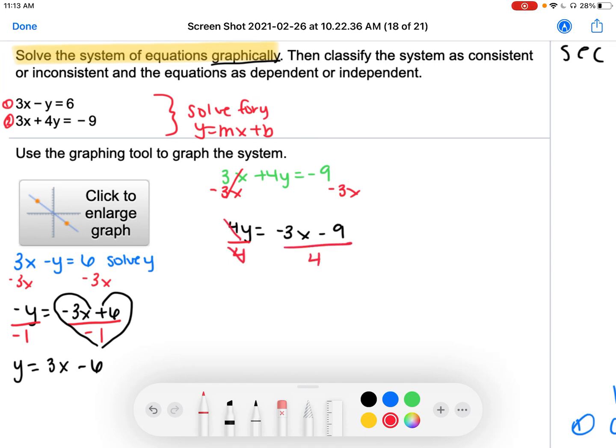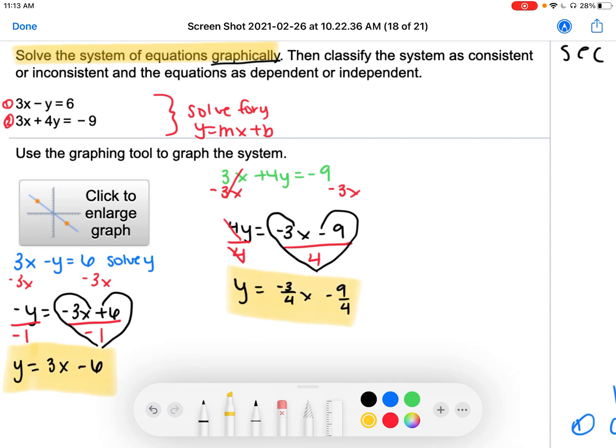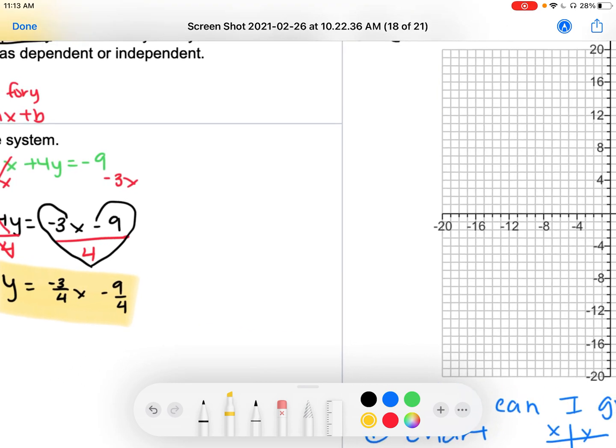So 4 can divide to make 1. And we are left with y is equal to negative 3 divided by 4 x and negative 9 divided by 4. Okie dokie. So here we have our graphs that we are going to attempt to graph. The first one isn't so bad. We can go ahead and graph that one pretty quick.